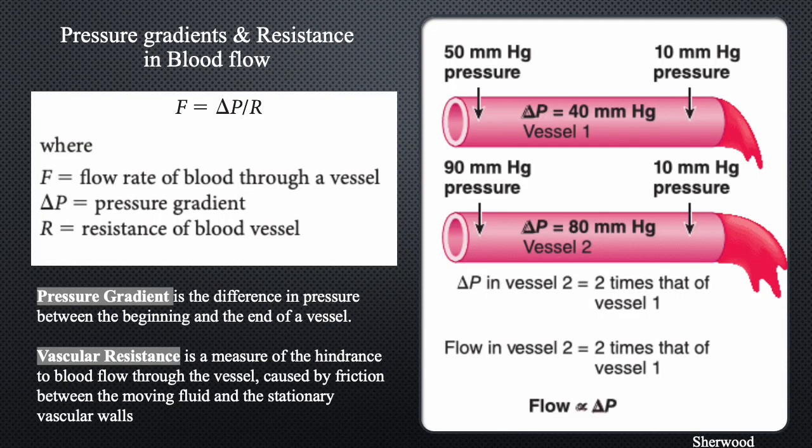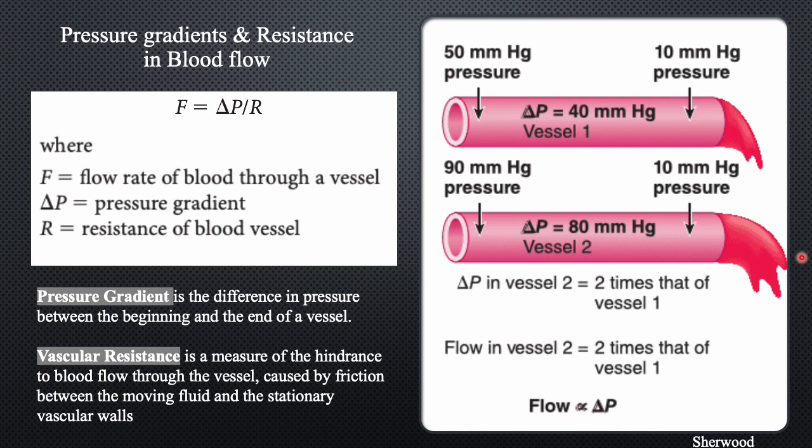In this slide, I'm going to talk about the pressure gradient, resistance, and blood flow. The flow rate of the blood through the vessels is the volume of blood passing through per unit of time, while the pressure gradient is the difference in pressure between the beginning and the end of the vessel, while the vascular resistance is the measure of hindrance or resistance to blood flow through the vessels, caused by friction between the moving fluid, which is the blood, and the stationary vascular wall.